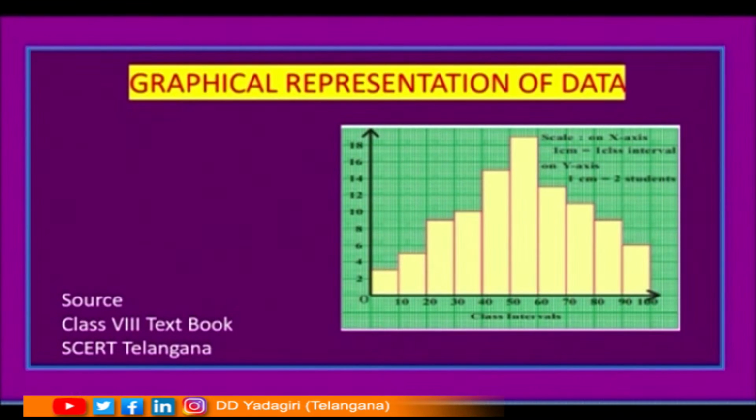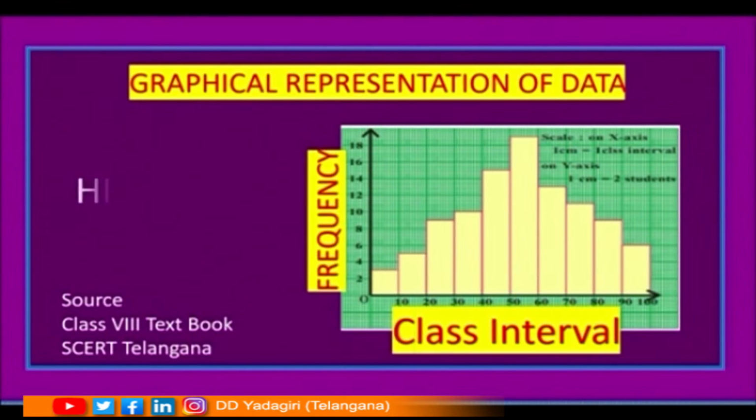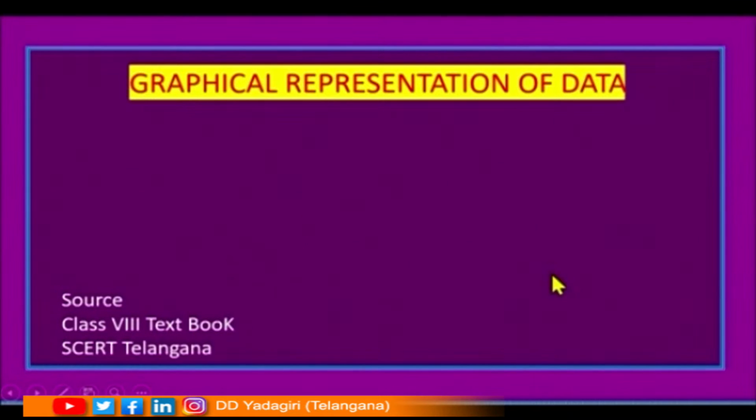We can also represent the data in the form of a histogram, where on the x-axis you take class interval and on the y-axis frequency. If you take the situation of the marks of the students of class 10, for the class interval 0 to 10 marks, 2 students have got, 10 to 20 marks, 4 students have got, and so on. This representation of graphs is what is called a histogram.